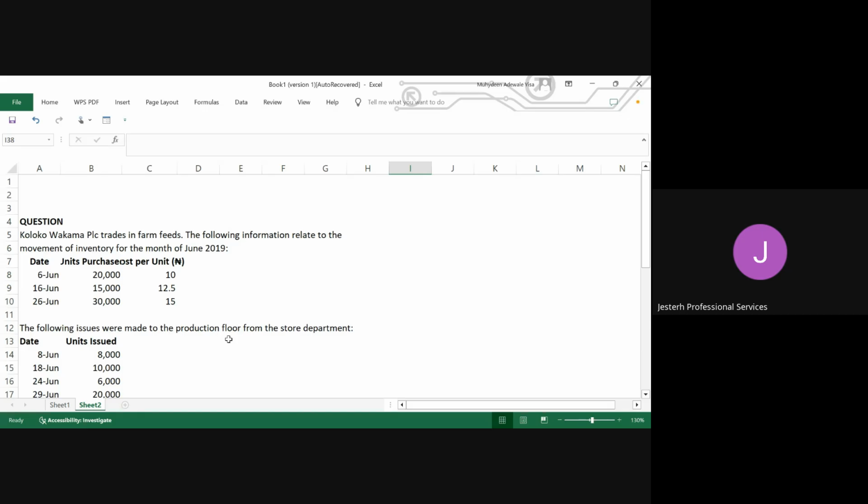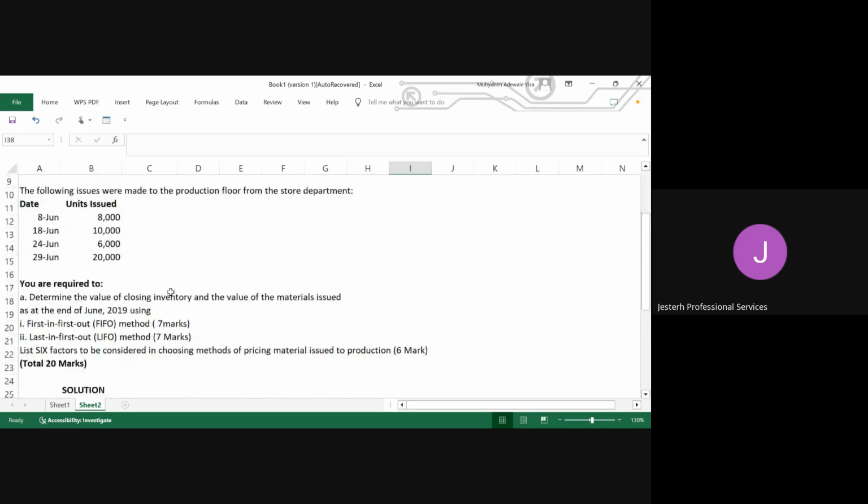So on the 16th of June, this Wakama PLC decided to purchase more inventories into their stock. Maybe they are purchasing a different product or the same product, but what matters here is the price increases to 12 naira 5 kobo.